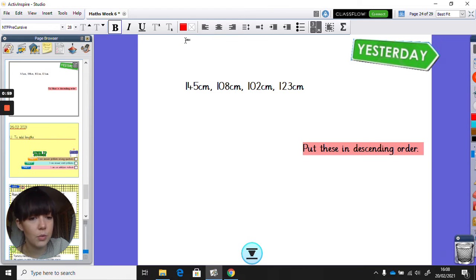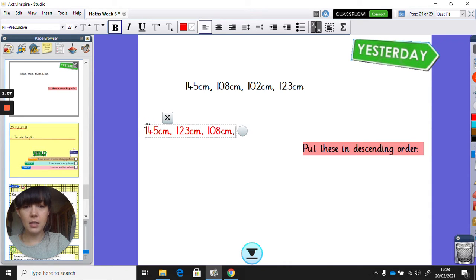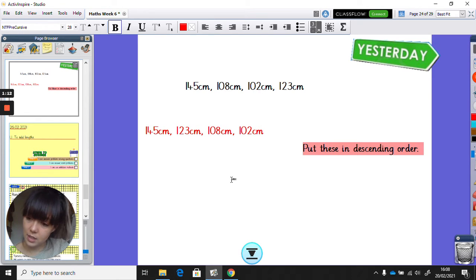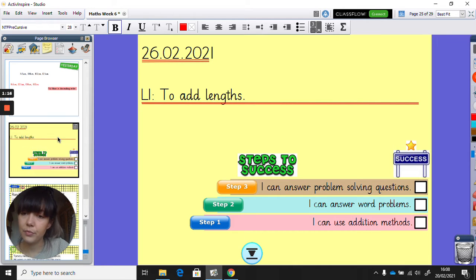So let's start with the largest. So we've got 145 centimetres, 123 centimetres, 108 centimetres and 102 centimetres. There's your answer. Give it a tick if you got it right. Let's move on to today's learning.